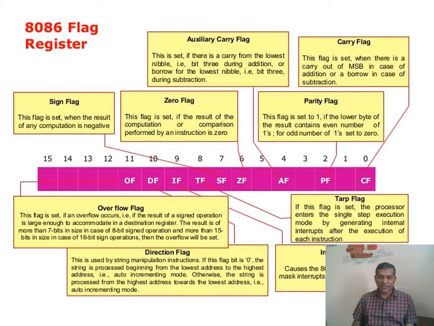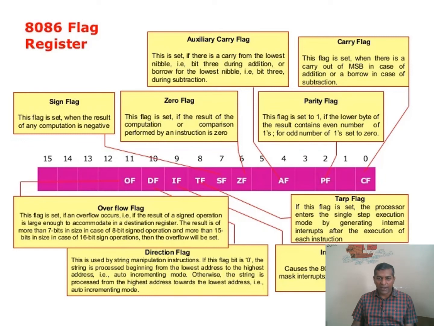Then the next is we have the zero flag. If the result of addition, subtraction, whatever, is 0, then this zero flag will be set. It will say that the result of the operation is 0. Then we have a sign flag. This sign flag will be set if the result of the operation is negative. If the result of the operation is negative, then this sign flag will be set.